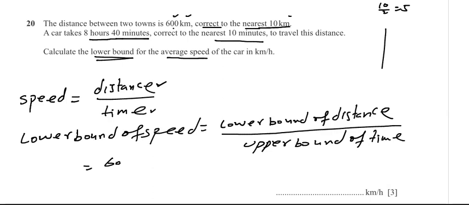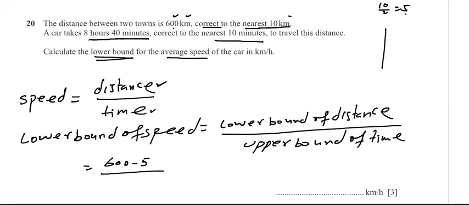Sorry, for lower bound you have to subtract. For upper bound we add. For lower bound we subtract the half of the degree of accuracy. So it will become 600 minus 5, divided by, we need the upper bound of the time.